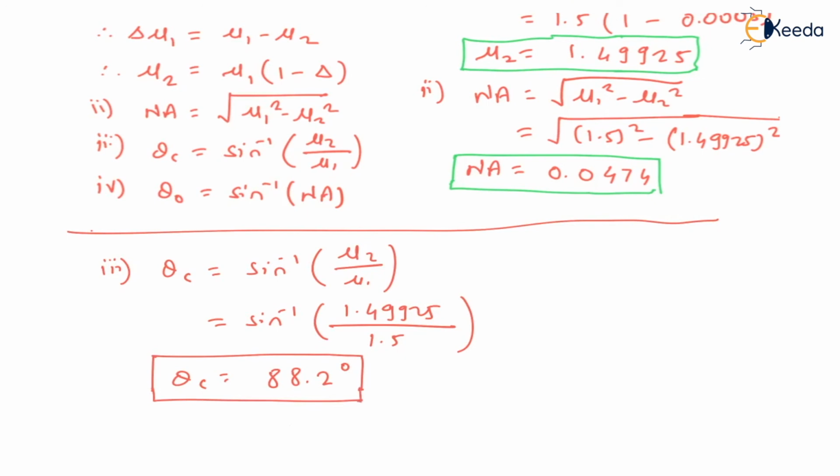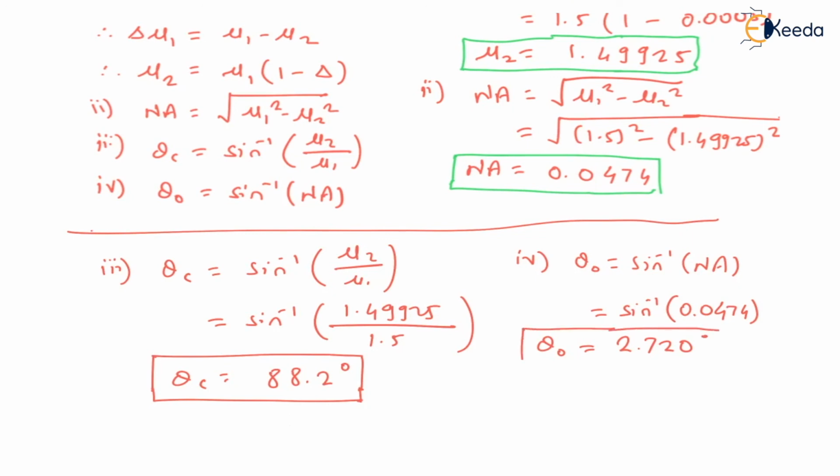And then finally we'll go for the acceptance angle, that is theta naught, and the formula is simple. It is sine inverse of NA, that is numerical aperture. So it will be sine inverse of 0.0474, and again by calculating the inverse of sine we'll get the value for theta naught as 2.720. Again it will be in degrees. So these are the values of the required quantities.